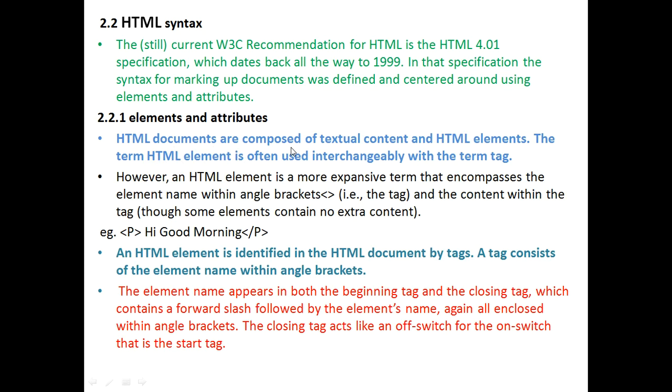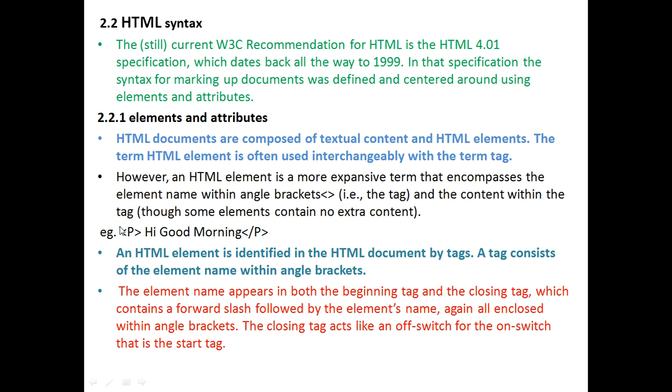Both are okay. However, an HTML element is a more expansive term and encompasses the element name within the angle brackets, right? How can we write HTML elements or tags? We are using angle brackets, that is, the less than and greater than symbols. You can see here what we call angle brackets. We are using the angle brackets to represent the tag, right? Angle brackets are used to represent the tags and the content within the tag. We are representing the content in HTML by using the tags here, right?